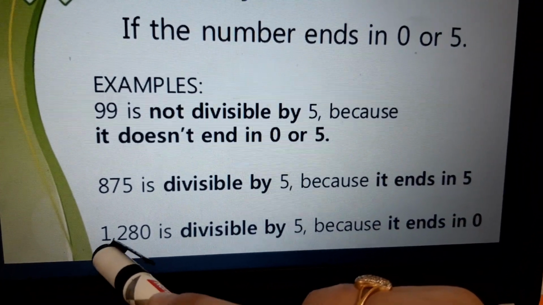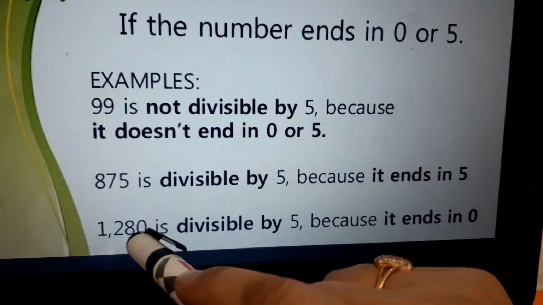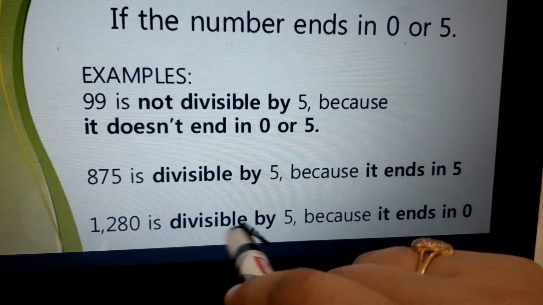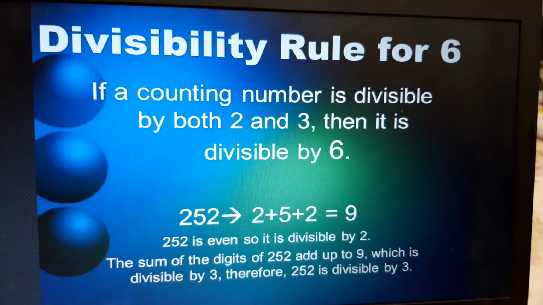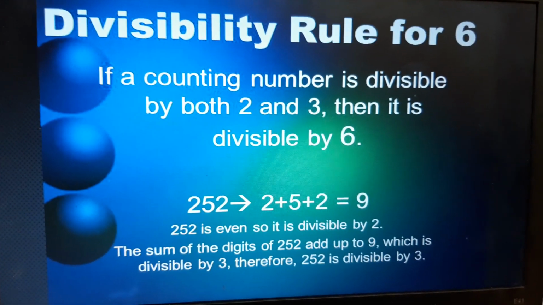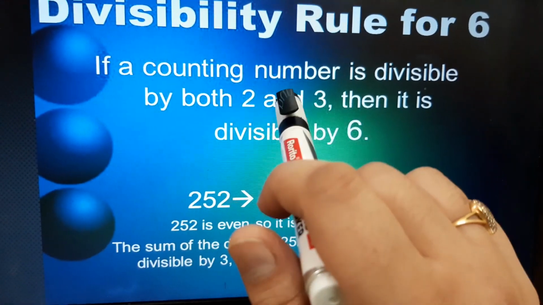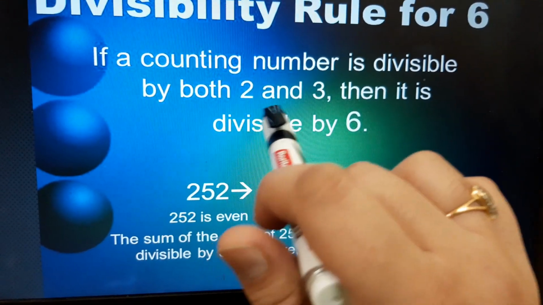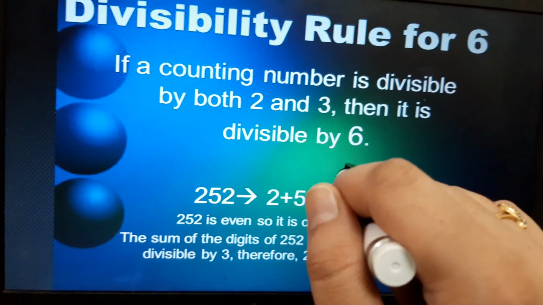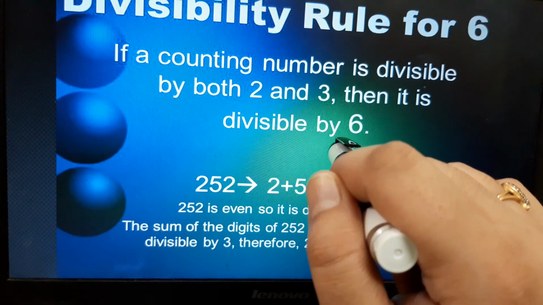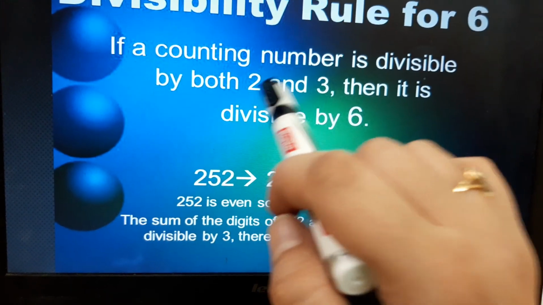If I take one more example, 1280. Now 0 at the ones place, so clearly it is divisible by 5. Next is the divisibility rule for 6. If a counting number is divisible by both 2 and 3, then it is divisible by 6. So for a number to be divisible by 6, it should be divisible by both 2 and 3.